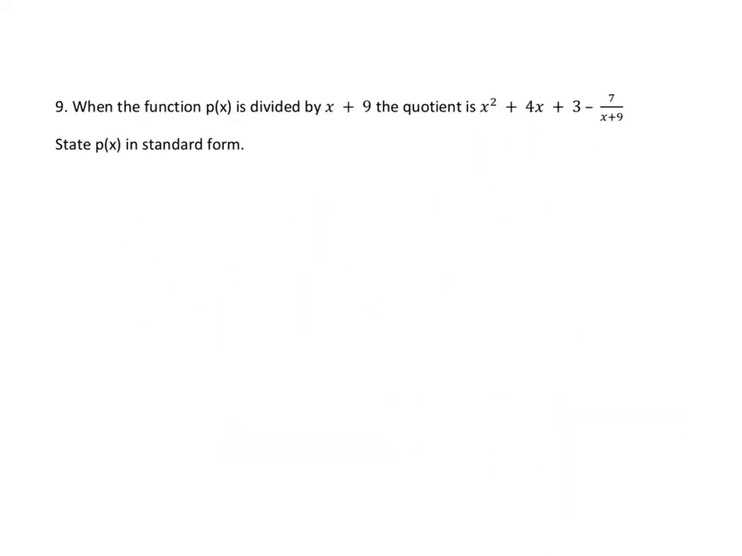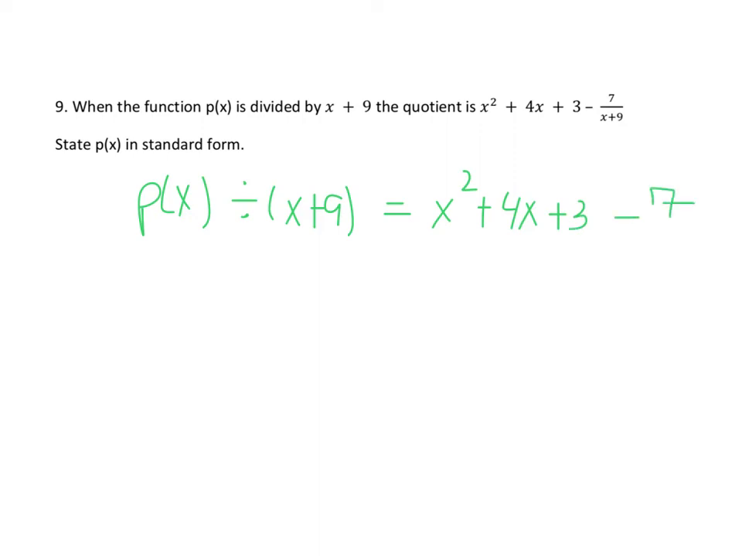This next question says when the function p of x is divided by x plus 9, the quotient is this. So they want you to go backwards on this problem. There's more than one way to do this, but going backwards in my mind means multiply. So I'm going to multiply these two so that I can find p of x, because I'm going to do the opposite of division.